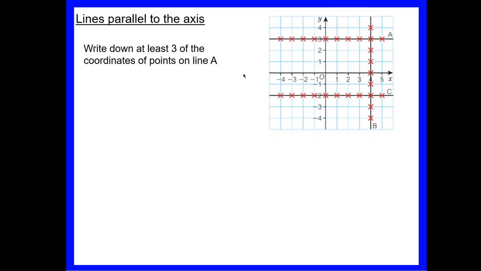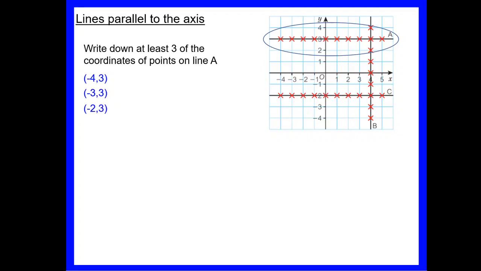Now, to be able to find the equations of these parallel lines, we're going to start by writing down at least 3 of the coordinates of line A. If we look at line A, all these little crosses are different points on line A. You need to write the coordinates of at least 3 of them. Now it could be that one, minus 4, 3. So we've gone along the corridor, up the stairs. We might have minus 3, 3, minus 2, 3. Now that's at least 3.